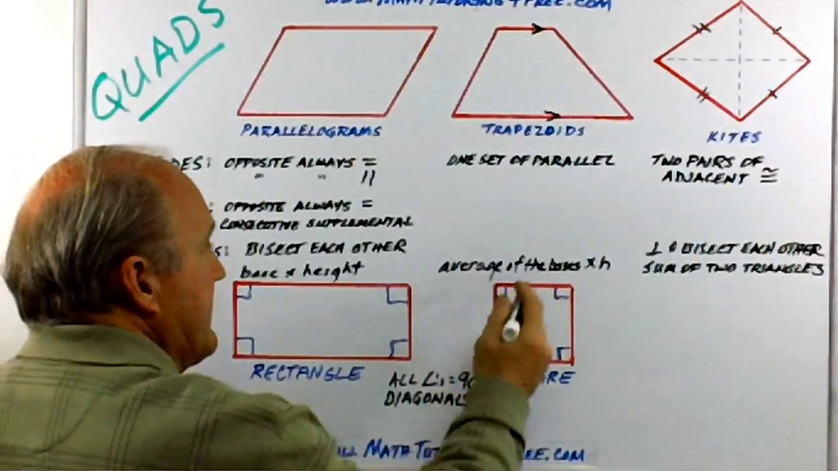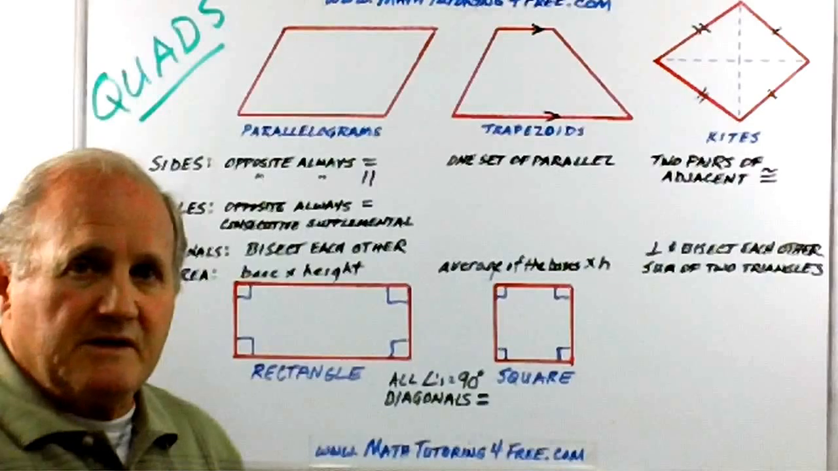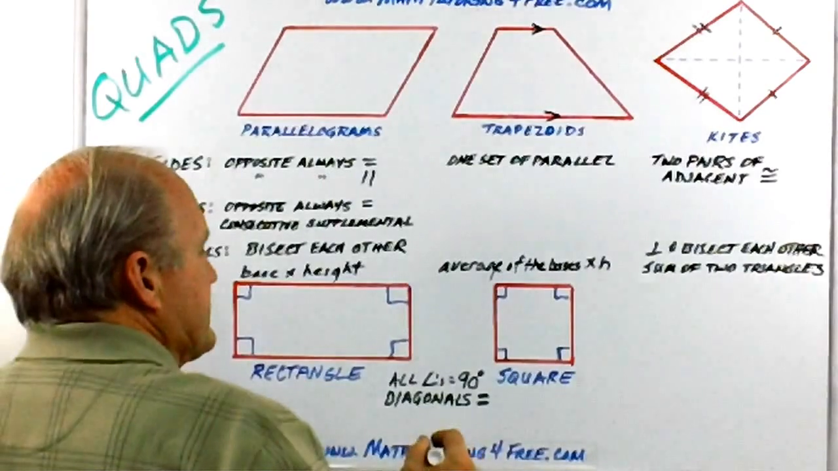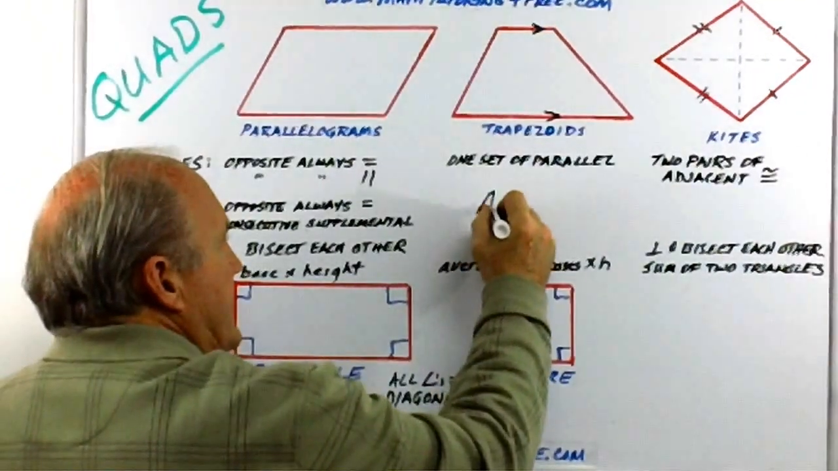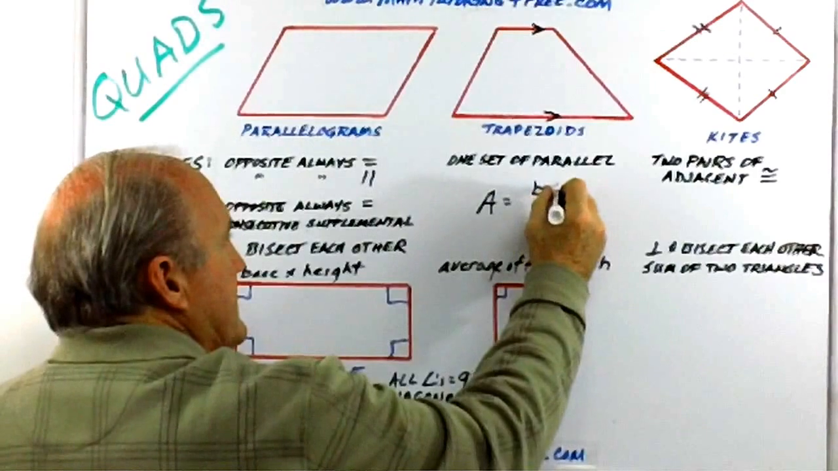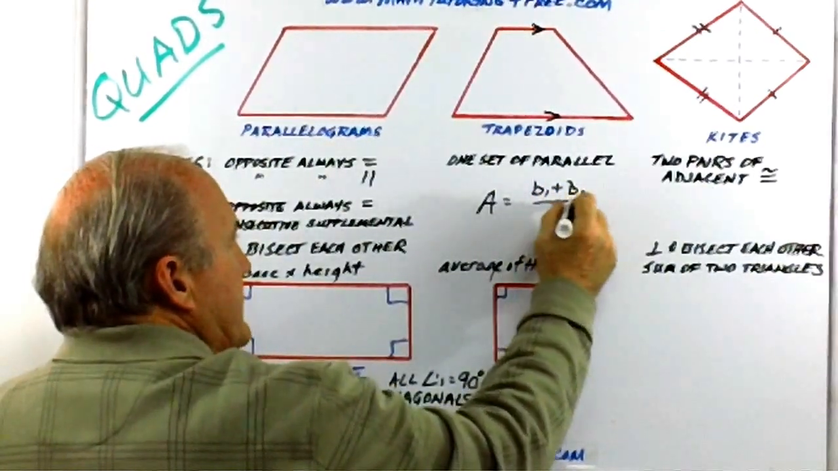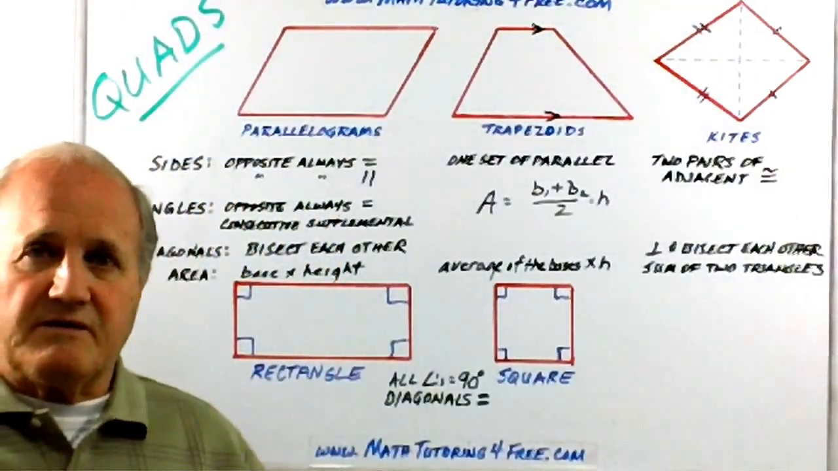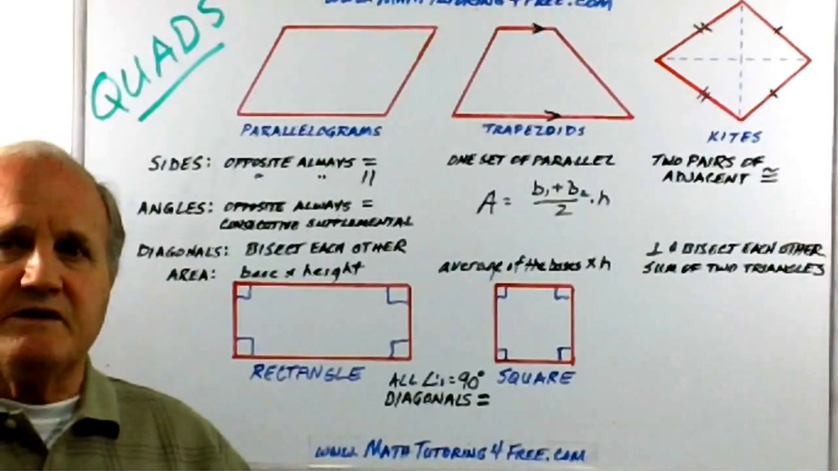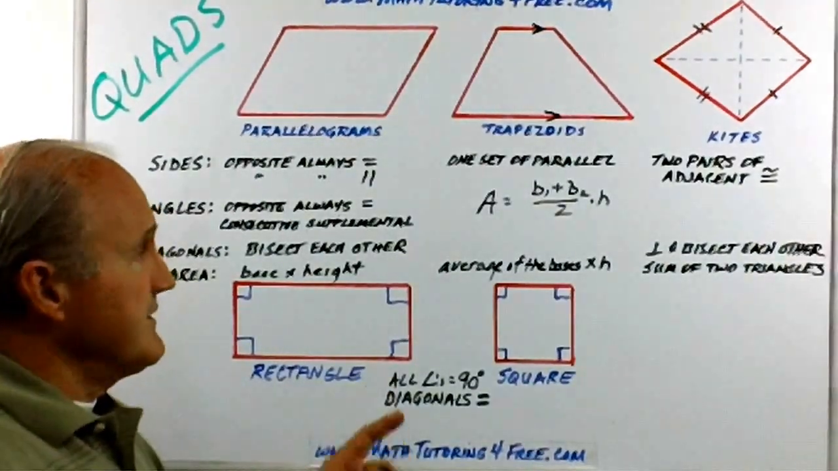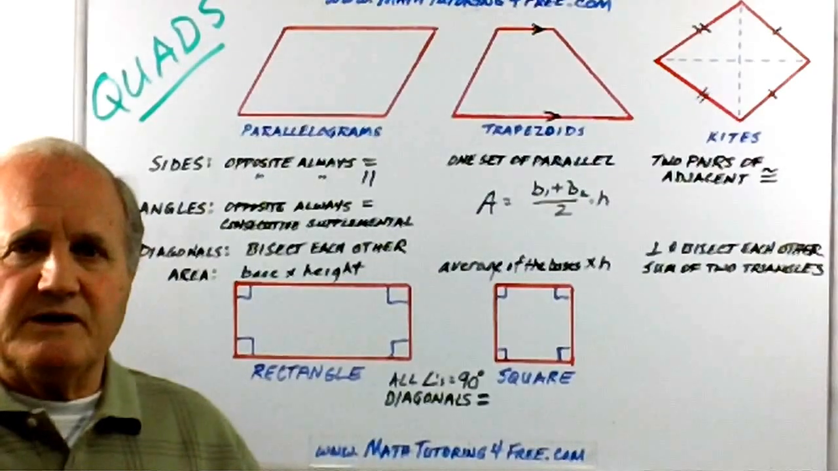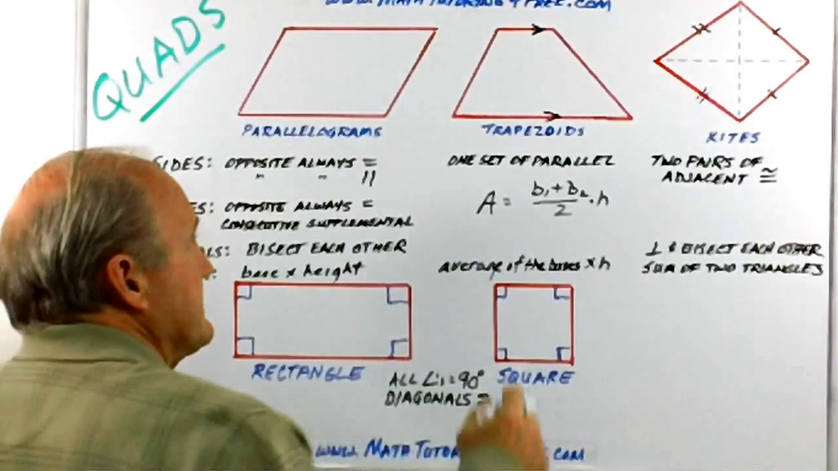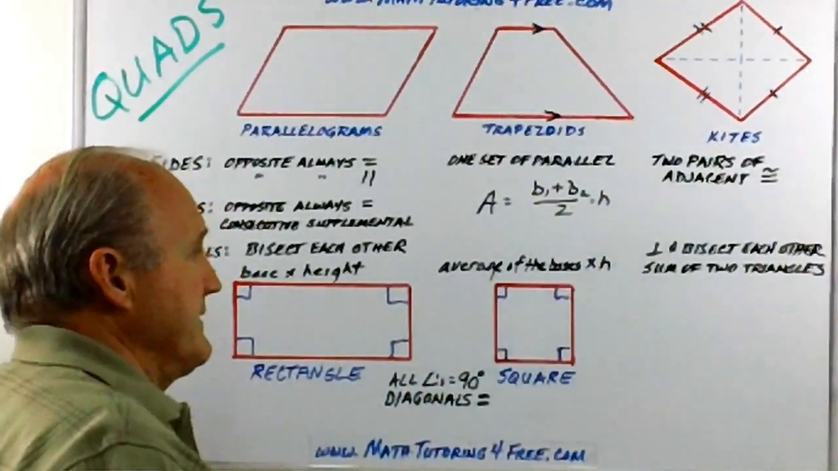So again, you take the average. How do we find the average of two items? Add them together and divide by 2. And that's one of the things that you'll see in a formula. Area is equal to base 1 plus base 2 divided by 2 times h. And kids get confused. What formula do I need for this? Forget the formulas. Just look at the figure itself and say, oh, I've got two unequal sides there. I better take the average. The average of the bases times the height is equal to the area.